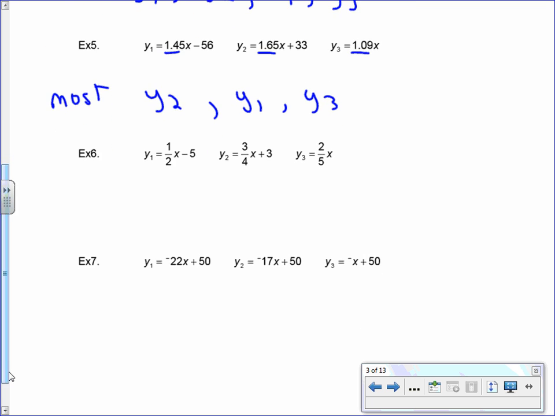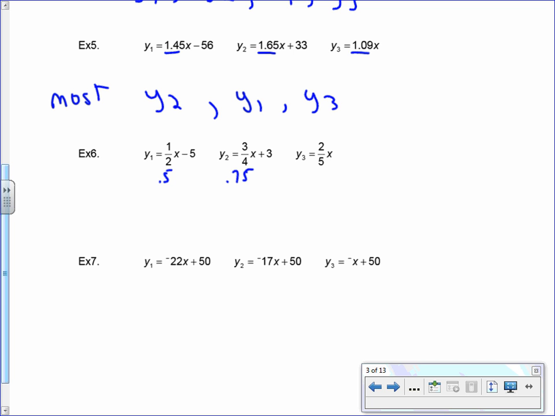Sometimes our slopes are fractions. Sometimes you can compare fractions just as fractions, but sometimes it's a little bit easier if you change it to a decimal. So you type in your calculator 1 divided by 2 and get 0.5. Actually, that one y'all probably have memorized. 3 divided by 4, you might remember that one. What is 3/4 as a decimal? If you don't remember, type in 3 divided by 4.